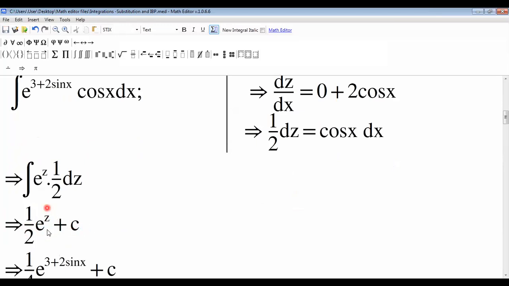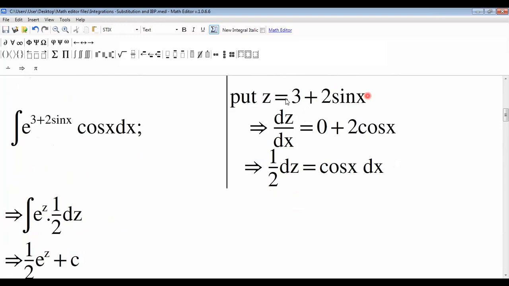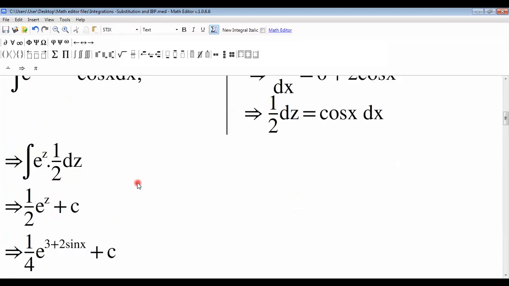Remember this from the table of formulas of integration: the integration of e to the power x is e to the power x. So the integration of e to the power z is e to the power z with respect to z. So we have to again substitute the value of z, which was 3 plus 2 sin x. So at last we put that value of z. That means e to the power 3 plus 2 sin x, plus c. This is the result.